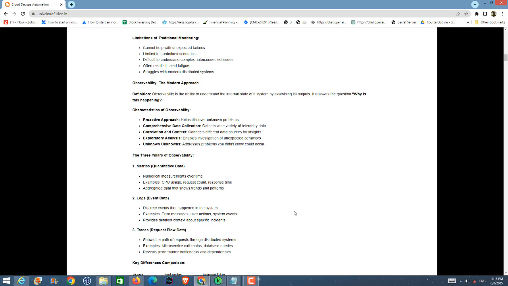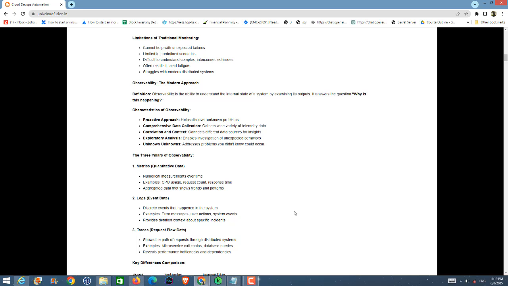It has comprehensive data collection, so it allows you to gather a wide variety of telemetry data. It helps in correlation and context. That is, it connects you to the different data sources for insight. So if you drill down on a dashboard, it points you to all the different graphs which have been created, so it allows you correlation and context in that way. It helps in exploratory analysis. That is, it enables the investigation of unexpected behaviors, and addresses the unknown. Now, there are basically three major pillars of observability that we have to deal with.